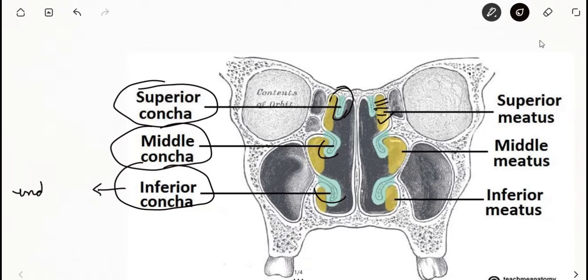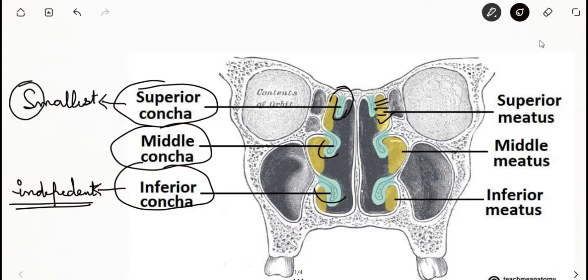So which is an independent bone? It is the inferior conchae. Second, which of the conchae is the smallest? It is the superior conchae, which is the smallest. So S for smallest, S for superior conchae.